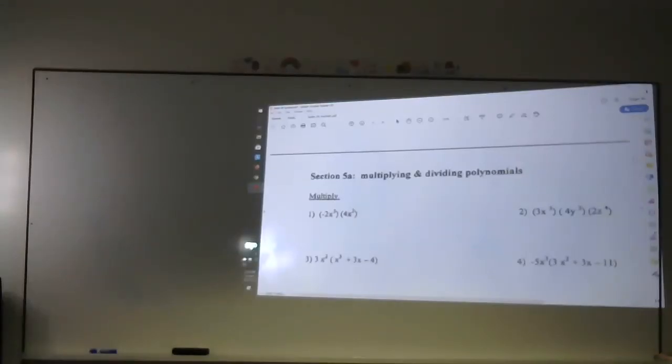Okay, the subject for today is multiplying and dividing polynomials.